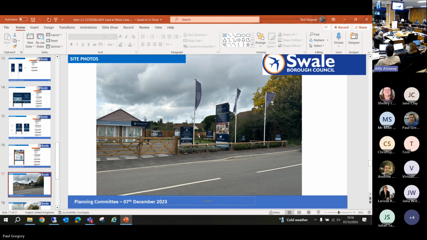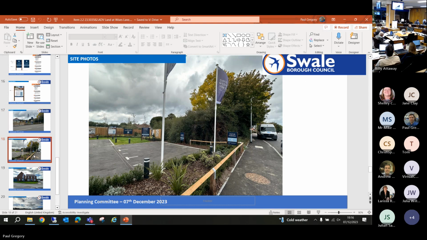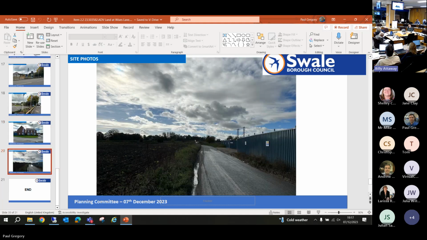In terms of the adverts which are in situ, this is the sales centre, and as you can see, there's a mixture of totem signs, flagpoles, fence panels, fascia boards, etc. A close-up view of that last photo. In front of the constructed houses on the second site is the two flagpoles and the one totem sign, and this is a photograph of the current state of play in terms of where the third site is. As you can see, obviously, as just discussed, the Link Road doesn't exist yet.